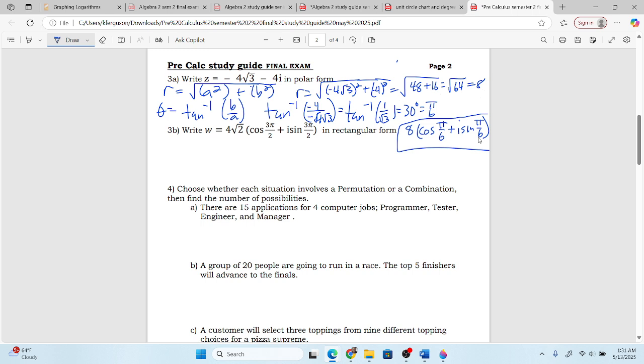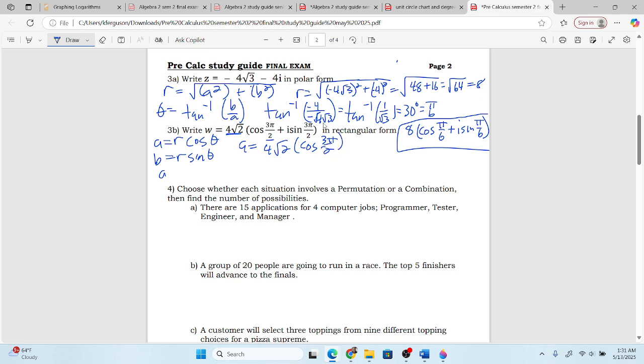Now I got to do the same thing. Polar form, I want to change it to rectangular form. So I know that a equals r times cosine of theta, and b equals r sine of theta. Excuse me. So my r in this case is right here, and then there's my theta. So I'm just gonna do that. So a equals 4 times the square root of 2 times cosine of 3 pi over 2.